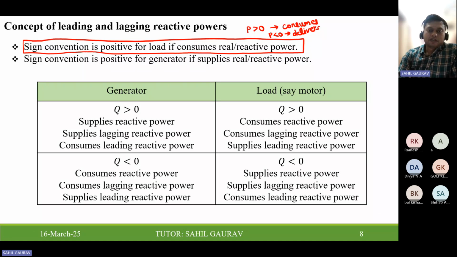So this is all, in summary, about the power factor triangle and this concept of leading and lagging reactive power. Still, any doubt? If you have any doubt, you can ask. Otherwise, we can move to the next section.